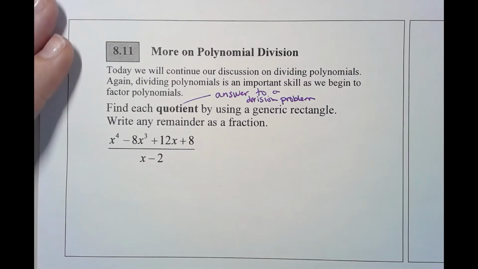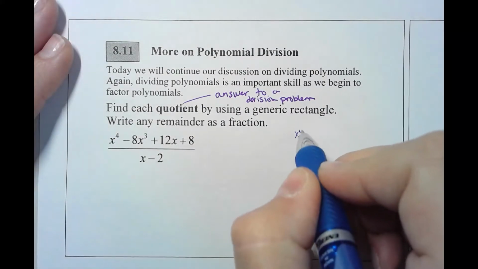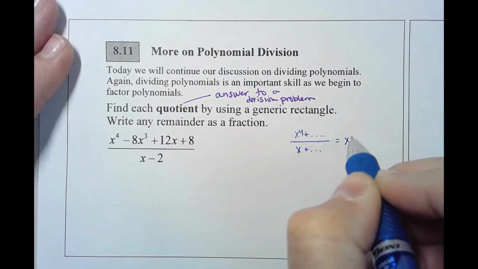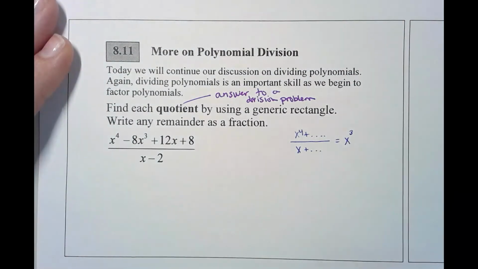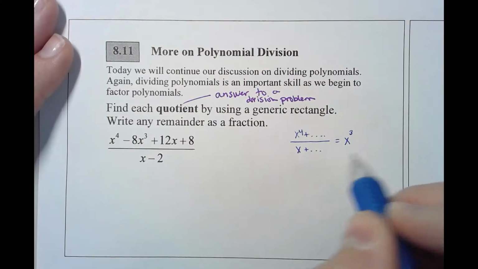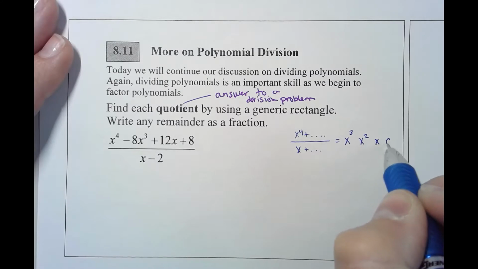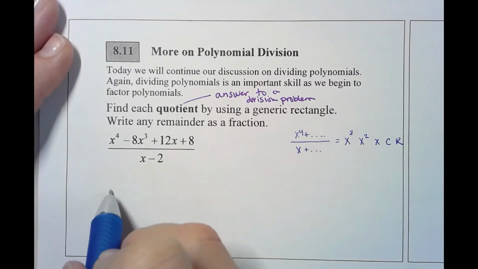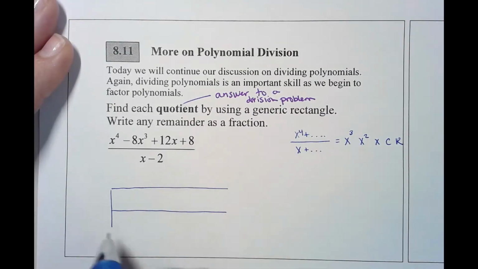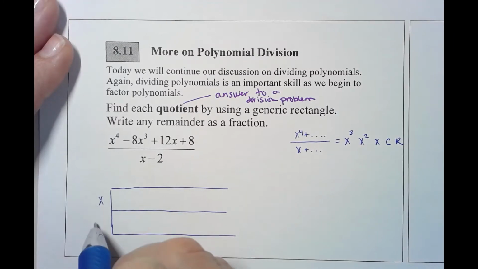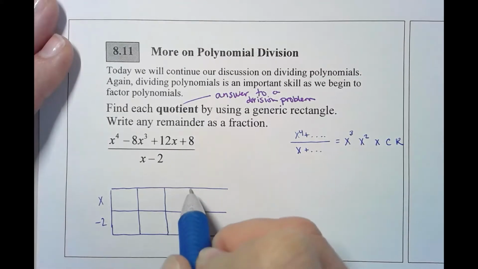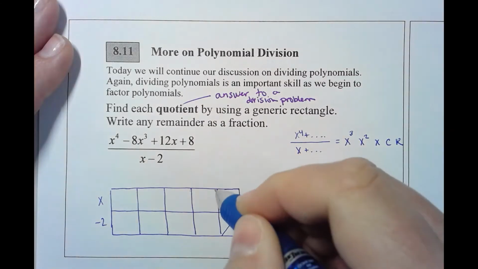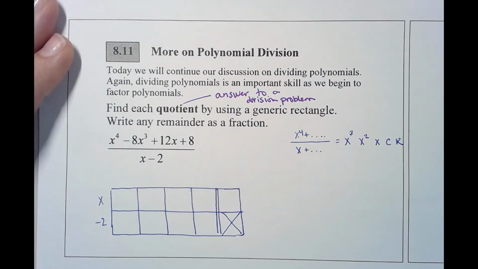All right, so here we go. I have an x to the fourth plus dot, dot, dot, divided by an x to the first, dot, dot, dot, which would give me an x cubed, dot, dot, dot, which means I need a column for an x cubed, an x squared, an x, a constant, and a remainder. So 1, 2, 3, 4, 5. So I'm going to have my 2 rows, and I need 5 columns. 1, 2, 3, 4, 5. And that last column, if there's anything in it, will be my remainder.